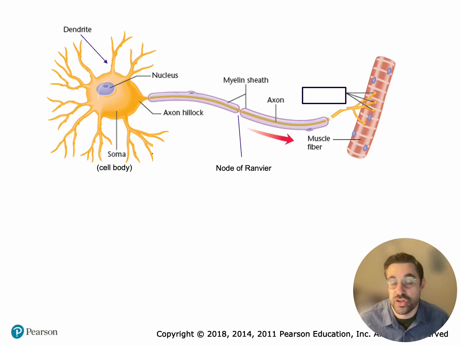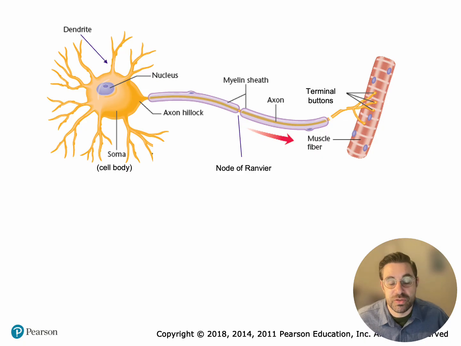It's going to reach the terminal or the end of the neuron. And so we call these terminal buttons. Sometimes they're just called terminals, sometimes they're just called buttons. Let's go with terminal buttons, okay? And this is going to be where the signal gets sent from that neuron to whatever it's innervating, in this case, the muscle fiber, to get it to move.